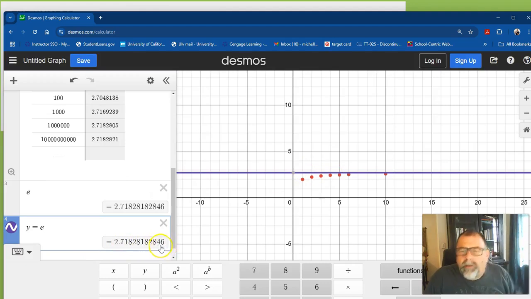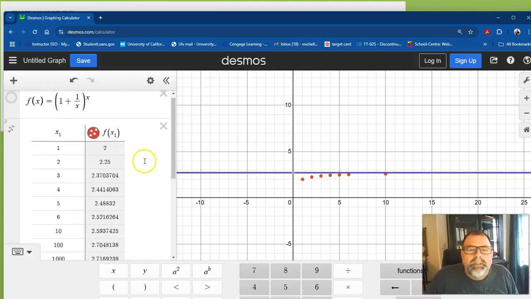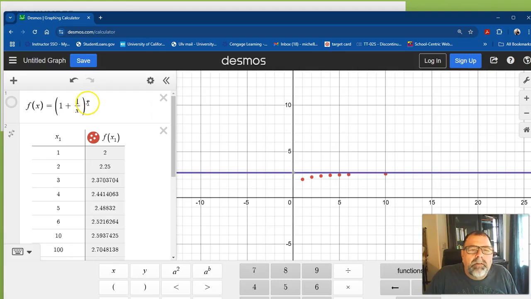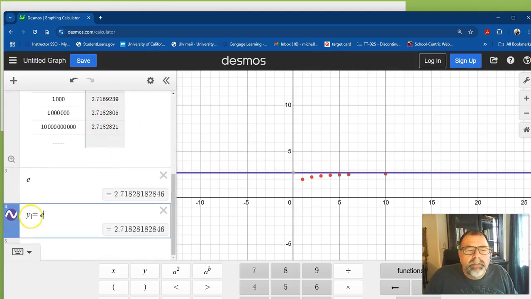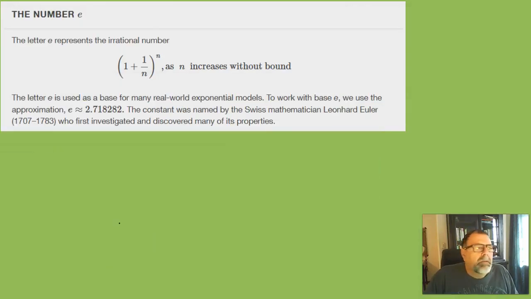2.71828182846, going on forever, e. So basically you let x grow as large as you want without bound. As x goes to infinity, the value is going to approach this number e. Okay, so that's an irrational number, and that's what that's saying there.